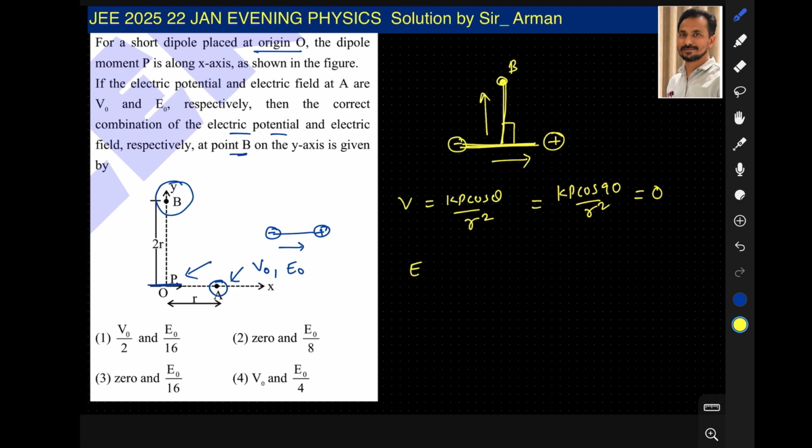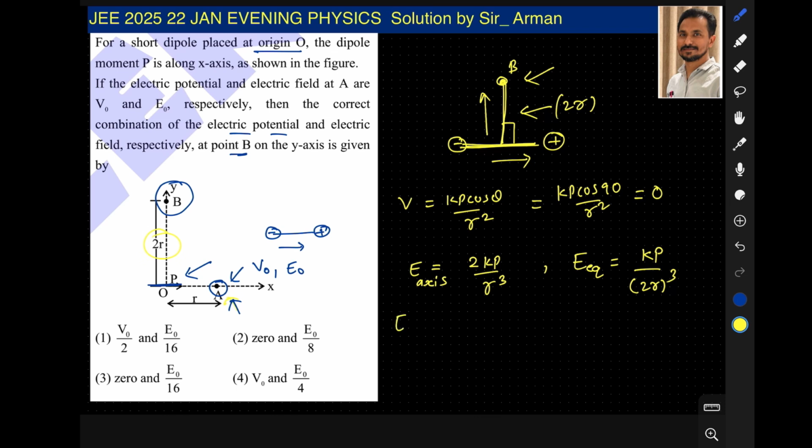Now what about the electric field? The electric field on the axis, that is here at point A, is given by the equation 2Kp by r cube. You know this. And on the equatorial line, any point here, E is given by the equation Kp by r cube. But here the distance of point B is given as 2r, so here I am writing 2r cube.